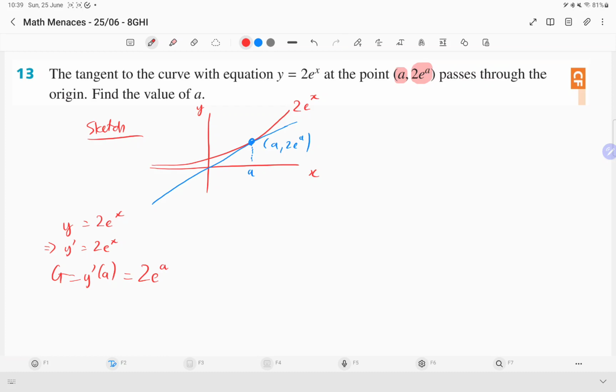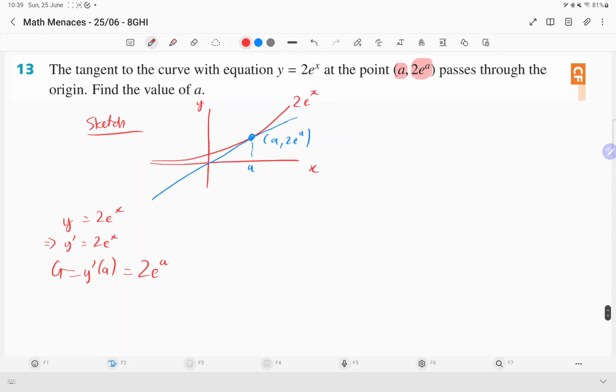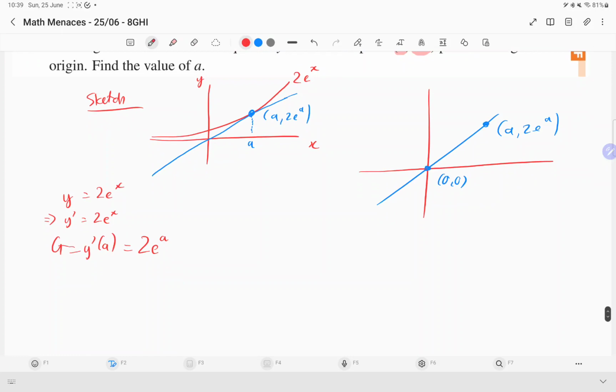To avoid some confusion, maybe I'll just guide you guys to the answer. The tangent passes through the origin. So if I were to sketch the tangent by itself, the tangent goes through 2 points. The first point is (a, 2e^a), which is the point on the graph, and the second point is (0, 0). Makes sense? Now, it has to go through these 2 points, which means what's the gradient of the tangent?